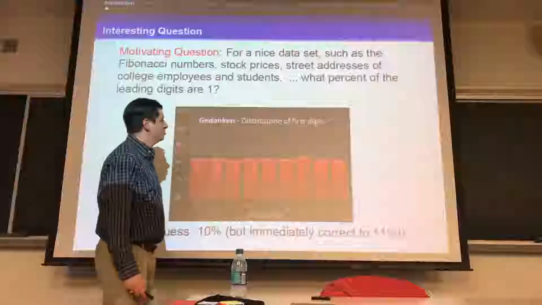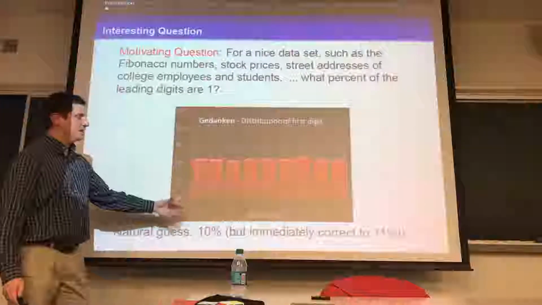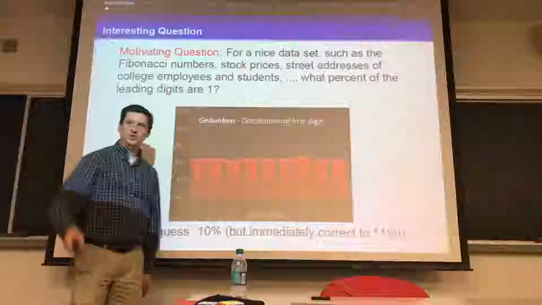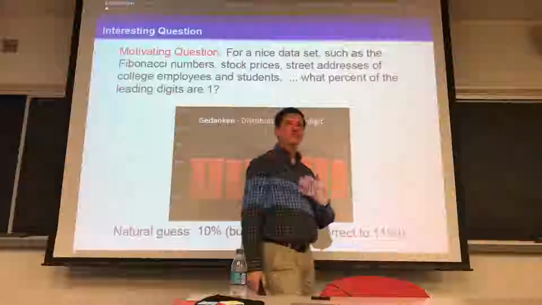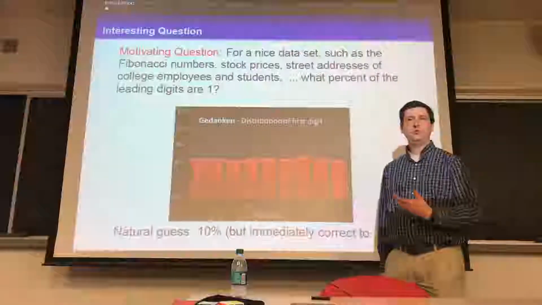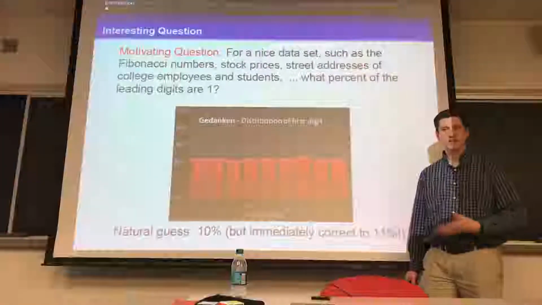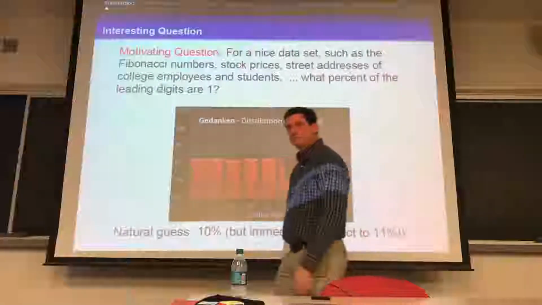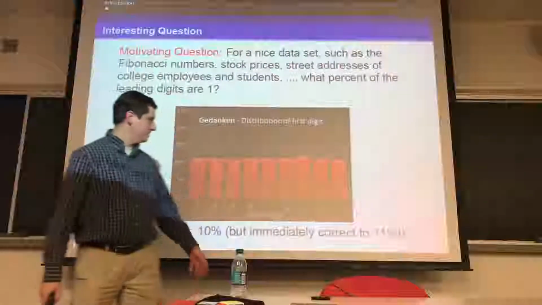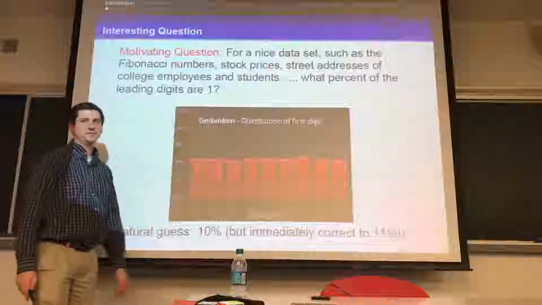10 or 11%. So the first thing is maybe 10%, and then you correct to 11% because you're not going to see 0 as a first digit. If it's 0.0013, you'd write that as 1.3 times 10 to the negative. So, 1/10, 1/11. And so you might expect some kind of fluctuations like this.